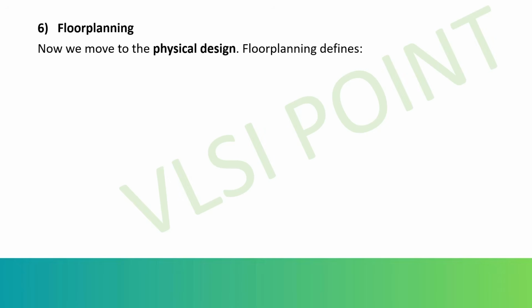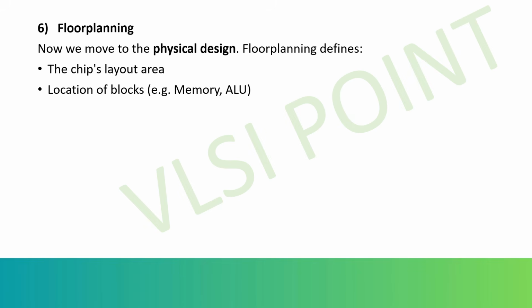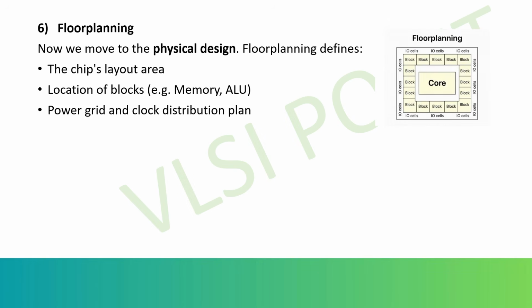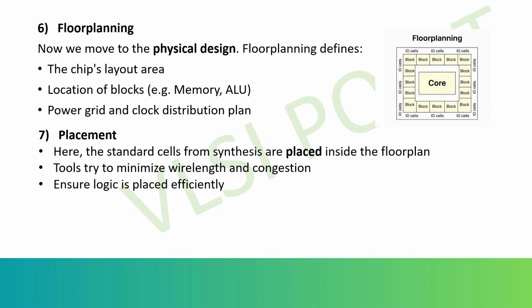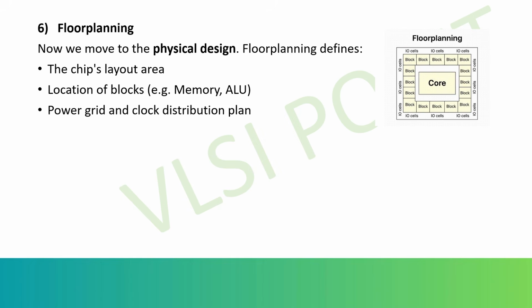Next step is floor planning. So now the physical design starts, deciding how the chip will look physically on silicon. These tasks include defining the die size and core area, then placing large blocks, that is memories, PLLs, analog blocks, then planning power distribution networks, that is PDN, and clock tree routes, setting up IO pads and block boundaries. You can use Cadence Innovus or Synopsys ICC2 for floor planning. It's like designing the map of a city, deciding where building blocks will go before construction.